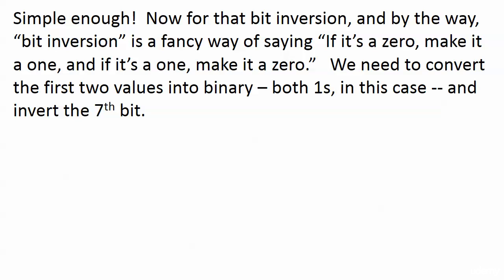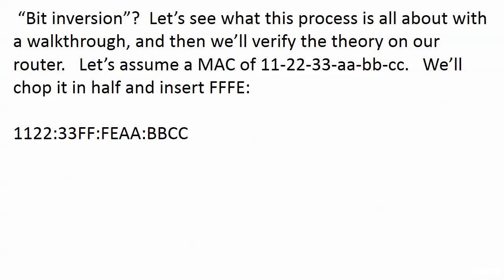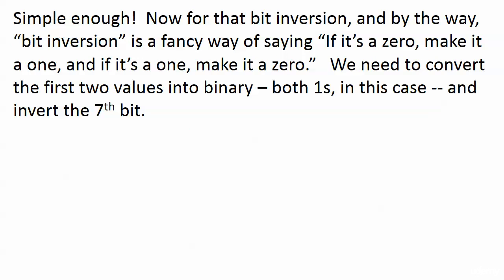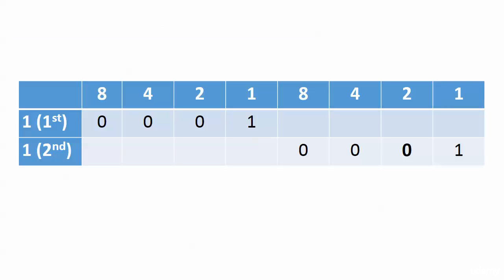Now, we need to convert the first two values into a binary string, and both of them are 1s in this case since we started with 1122. So we're starting with 11. You just convert those to binary and you invert the 7th bit. And this is it. The first one is going to be 0001, obviously, and those are bits 1 through 4. The value that follows it also happens to be a 1 in our walkthrough. That's also going to be 0001, and those are bits 5 through 8.